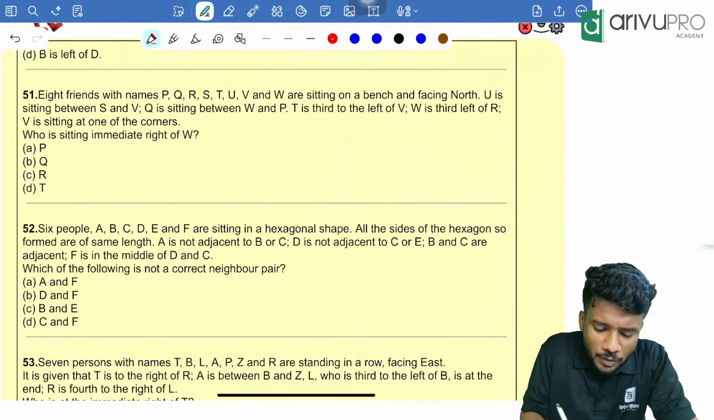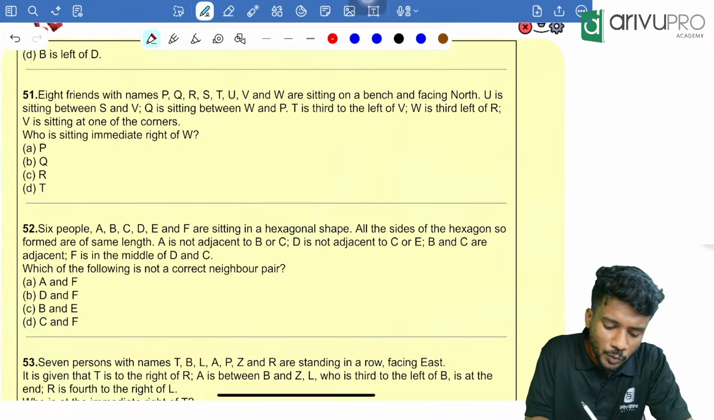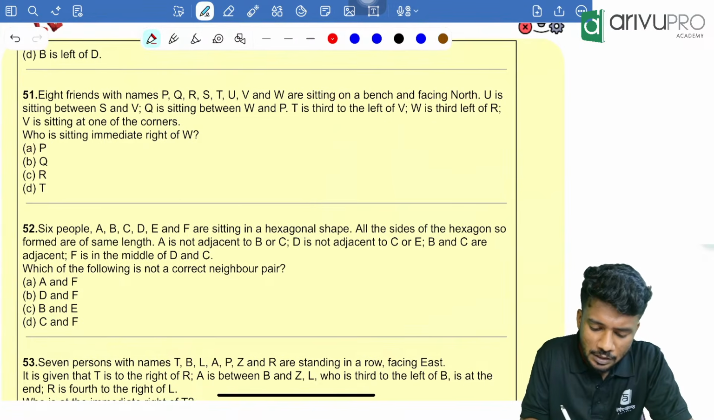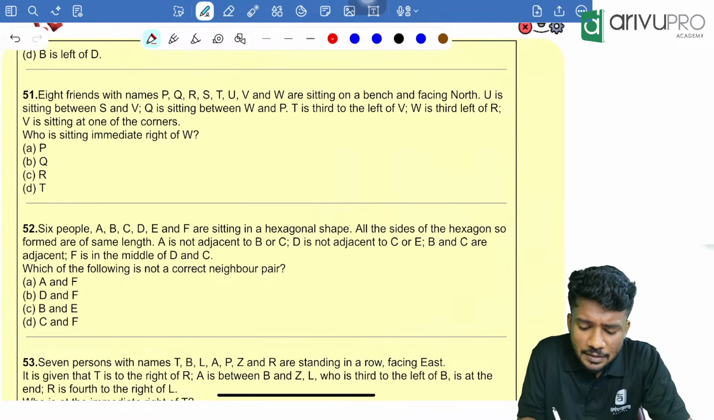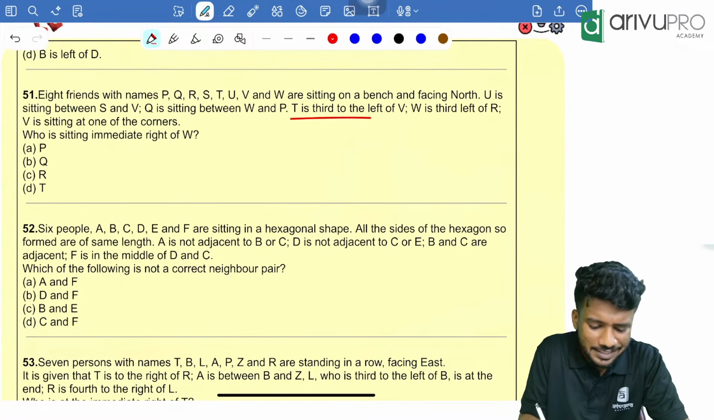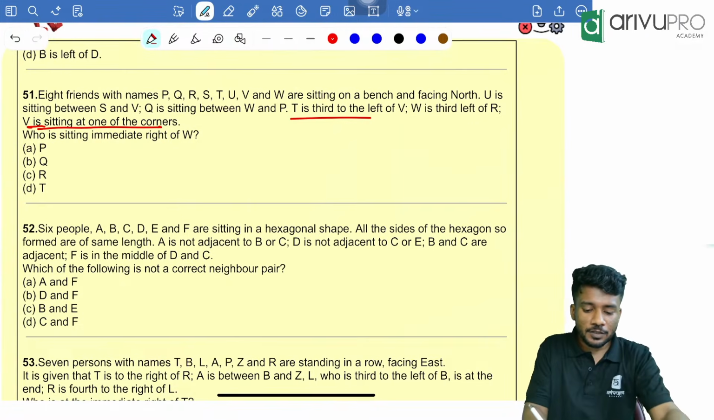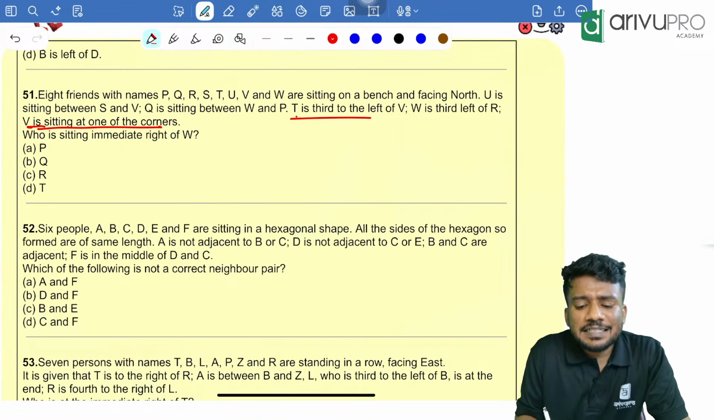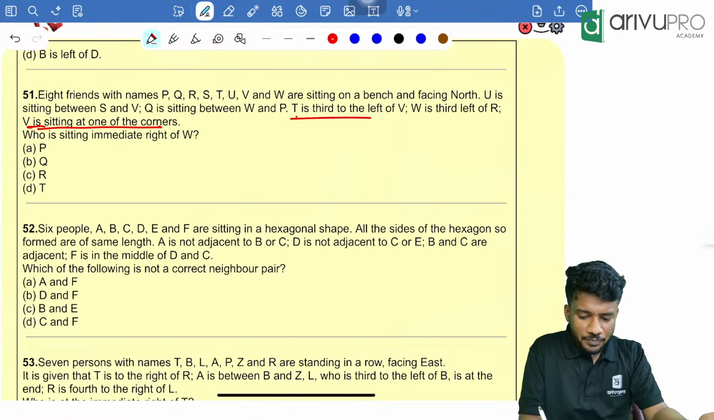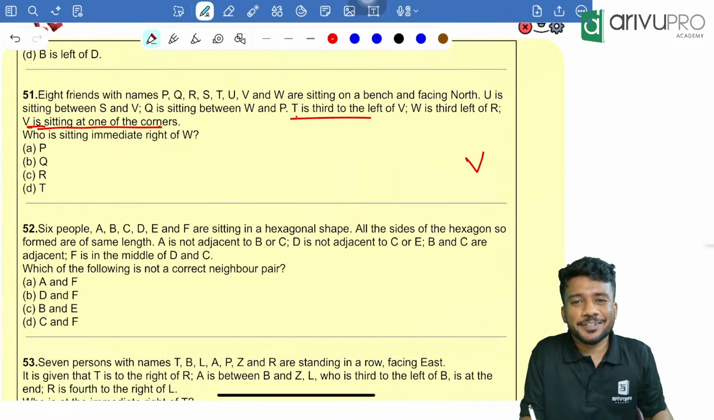8 friends P, Q, R, S, T, U, V, W are sitting on a bench facing north. Okay. U is sitting between S and V. Q is sitting between W and T. T is third left of V. I will start from there. Let's see whether I can connect something over there. V is sitting at one end of the corner. T is third left of V means what? V should be in the right corner, right?